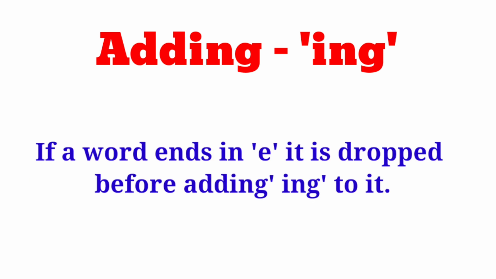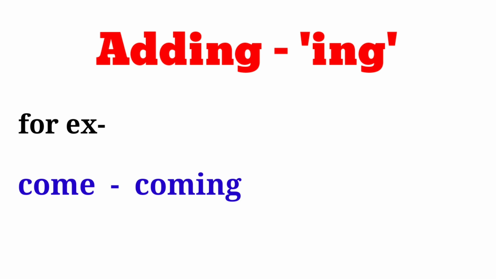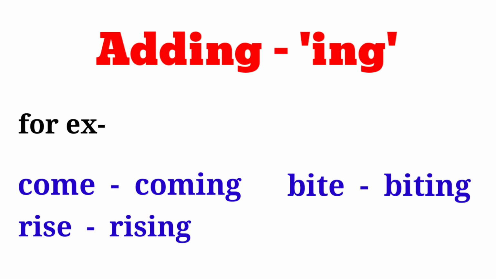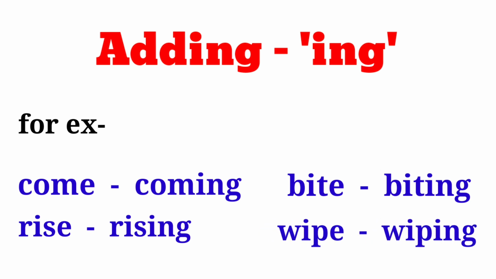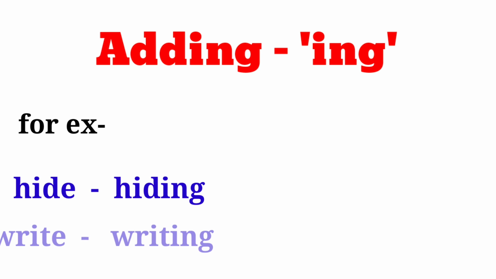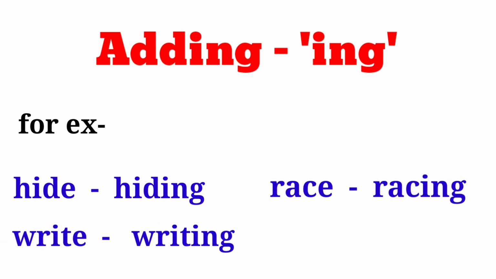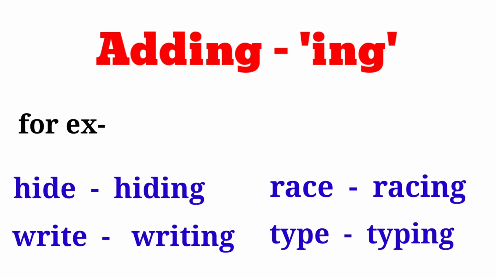If a word ends in an e, it is dropped before adding ing to it. For example, come, coming, rise, rising, bite, biting, wipe, wiping, hide, hiding, write, writing, race, racing, type, typing.